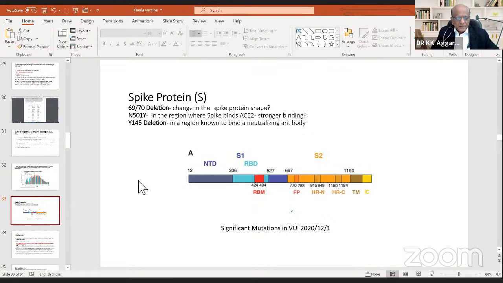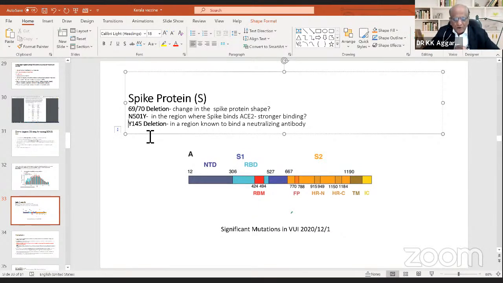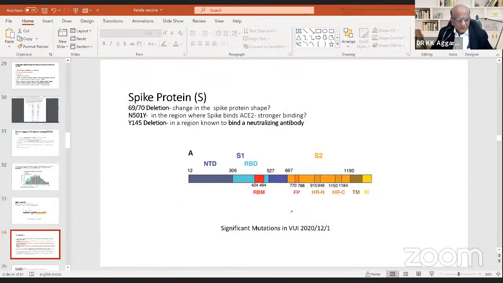Now, there is another deletion in the UK strain, which is called the 145 deletion. They are saying this may be the one responsible for neutralizing antibodies. That means in this strain, neutralizing antibodies may not form or plasma therapy may not work. So these are the different mutations.